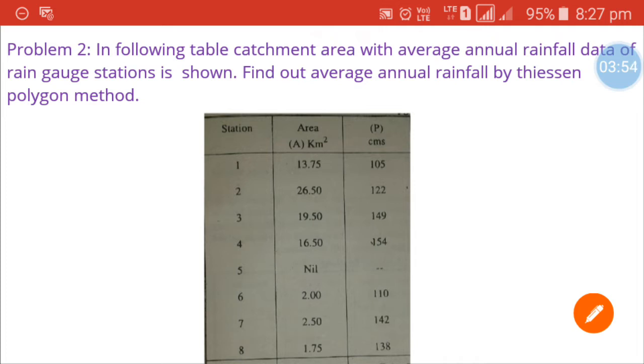So here the first column is related to the rain gauge stations, the second column is the area measured in square kilometer, and the third column is precipitation, that is rainfall measured in centimeters. In this data, although we find number 1 to number 8, at number 5 we don't have any data, so we can just ignore it, and for this given data we can find out the value of average annual rainfall. So let us see the procedure.